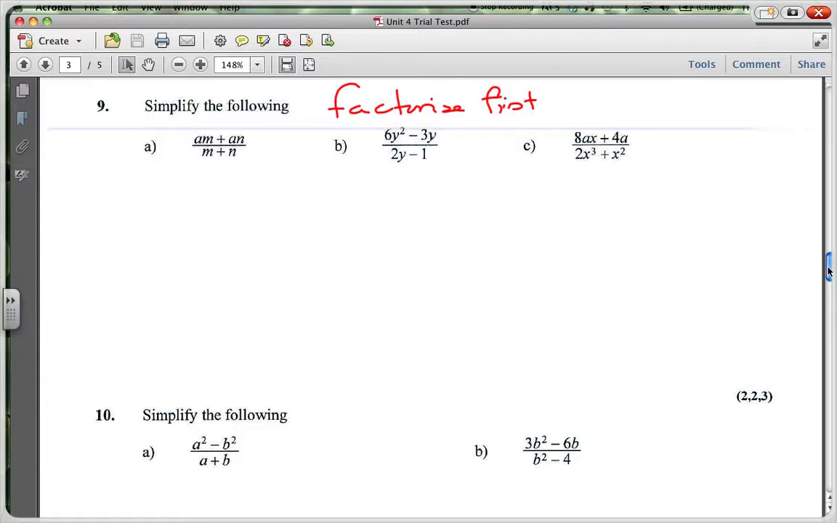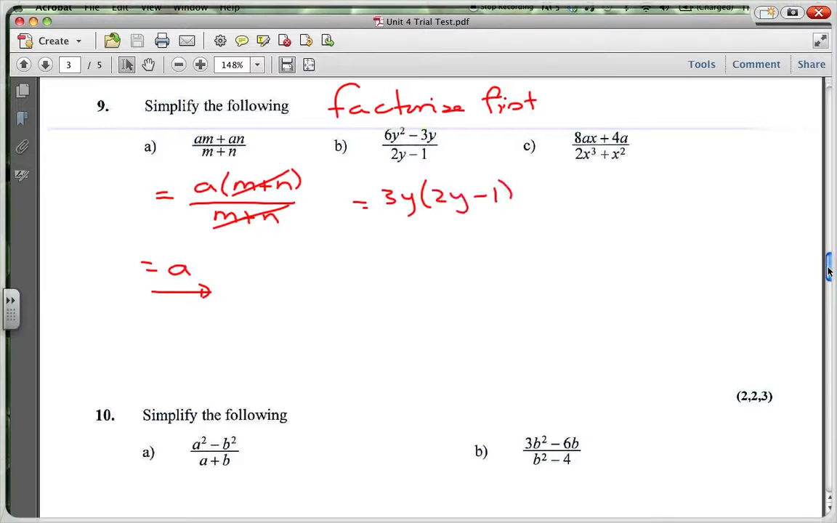Alright, so here, I can take out an a at the top, and I'm left with an m plus an n over an m plus an n. Those can cancel out, and I'm left with an a. This one over here, again, I can take out a 3y, and I'm left with 2y minus 1 over 2y minus 1, and so then I can cancel that out, and I'm left with 3y.